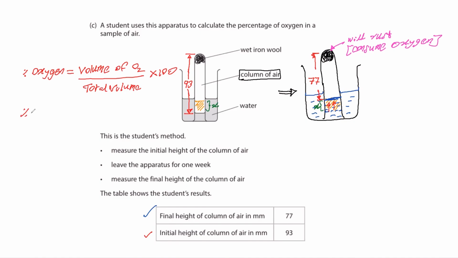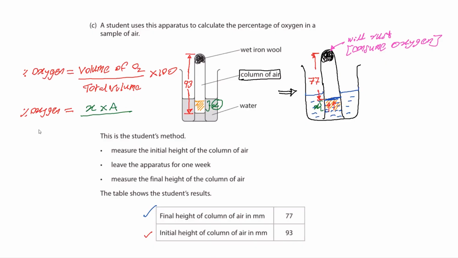So percentage of oxygen equals volume of O2. Volume of O2, can you remember this value of x? This value x tells us how much height of volume. You might be thinking height is not volume, but we know that volume means cross section times height. So that means x times a, if we assume the cross section is a, and that's the volume, divided by total volume. What is total volume?